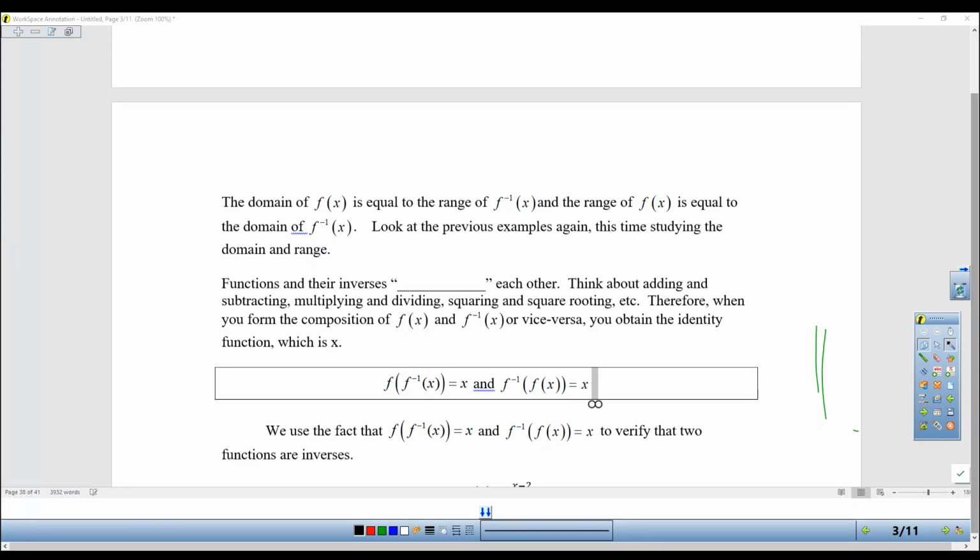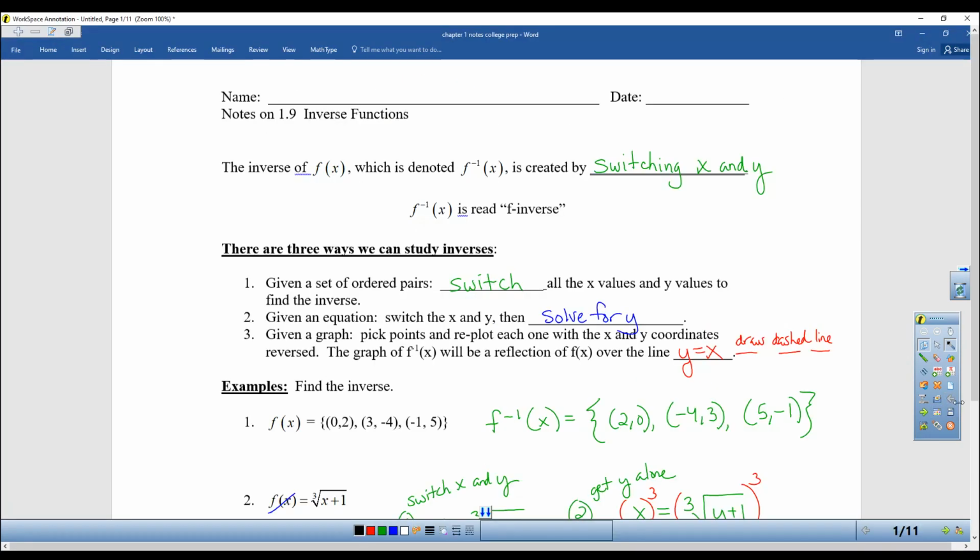Now, just like the x and the y values all switch, the domain and the range switch also. That's what this is saying. The domain of f of x is equal to the range of the inverse, and the range of f of x is equal to the domain of the inverse. So we're going to go back and look at these examples again, just so you can see.